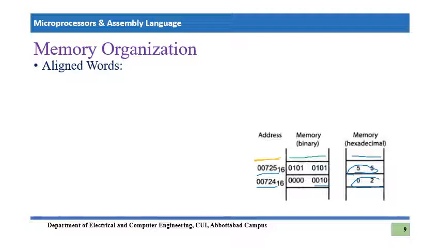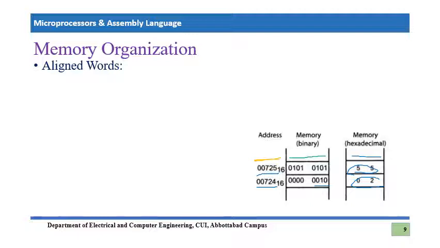What is the last hexadecimal digit here? It is 4. So what is the binary combination for 4? It's 0100. That means the last bit is 0. So it is confirming that this is an even address, and its least significant byte is stored at an even address.